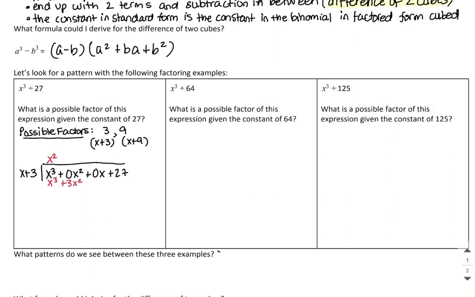I know I am subtracting this because whatever I get after I subtract is what I have left over to take care of. So I have 0x squared minus 3x squared, which is negative 3x squared. I bring down that 0x and I start over. So x times what gives me negative 3x squared?